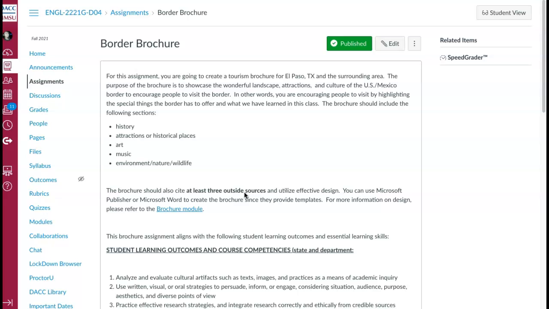Basically, what you are asked to do is to create a tourism brochure for El Paso, Texas. So the purpose of the brochure is to encourage people to visit El Paso, Texas, or to learn more about El Paso. So you can look at it from that perspective, that the purpose is either for people to come and visit or to just learn more about El Paso and what it has to offer.